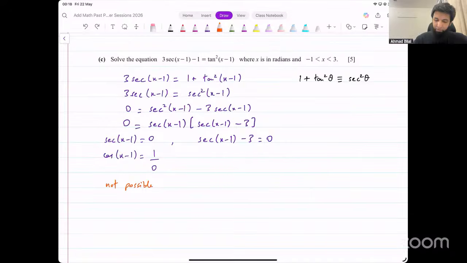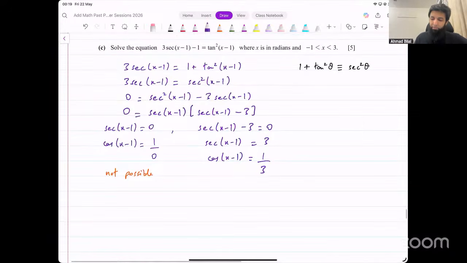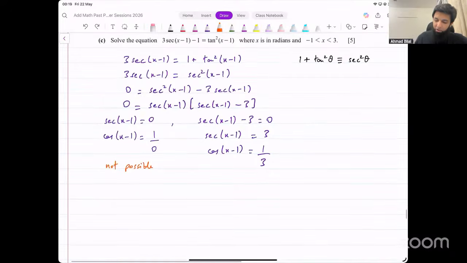What about the other equation? Let's convert that to cos as well. First of all, I'll take 3 to the other side. Now take reciprocal. So cos of x minus 1 is equal to 1 over 3. This is something that we can solve. X is in radians. It's between -1 and 3. What you can do for this is you can do it directly as well as we did the previous parts.